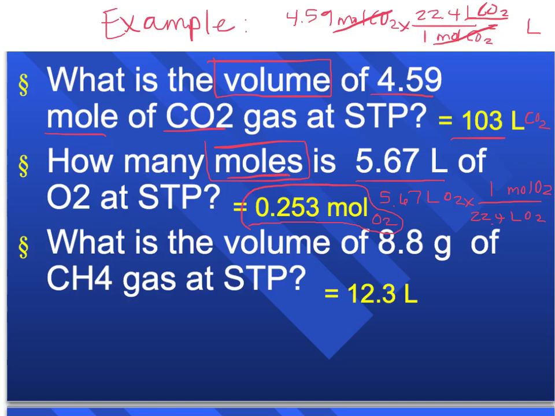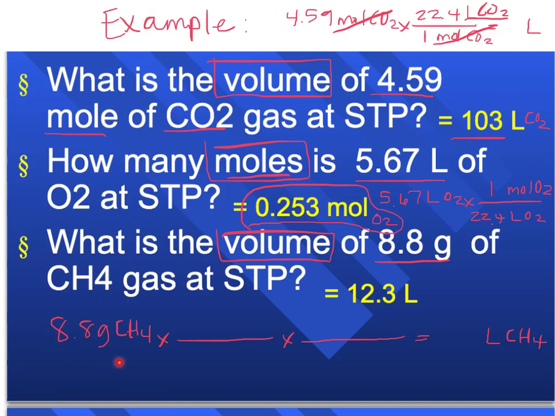Now our last problem here is pretty tricky because we want to look for volume, but notice they're starting us off in grams. As I was saying, they're asking us to find volume, but they're giving us grams, and we don't have a conversion factor that gets us straight from grams to volume. So we're going to need to use two conversion factors for this. So let me go ahead and show you how I'll set up this problem.